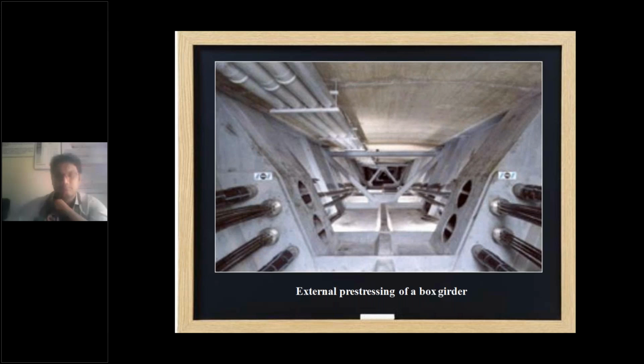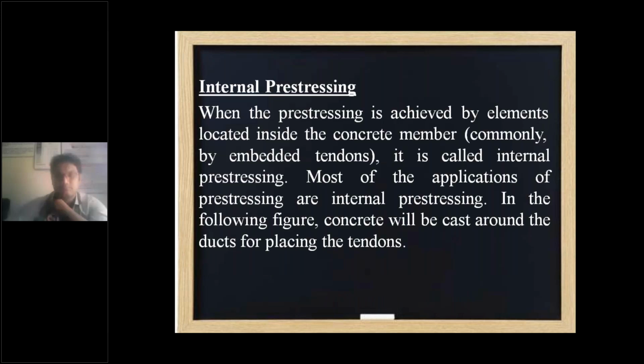Okay, so let me show you internal pre-stressing. What do you mean by internal pre-stressing? What are the examples we have seen in girders and all? It is where they do stressing inside the concrete, when the pre-stressing is achieved by elements which are located inside the concrete member, commonly by embedded tendons. The tendon or a wire or a strand, everything will be placed inside the concrete. So it is called internal pre-stressing. Most of the industrial applications of pre-stressing are internal pre-stressing.